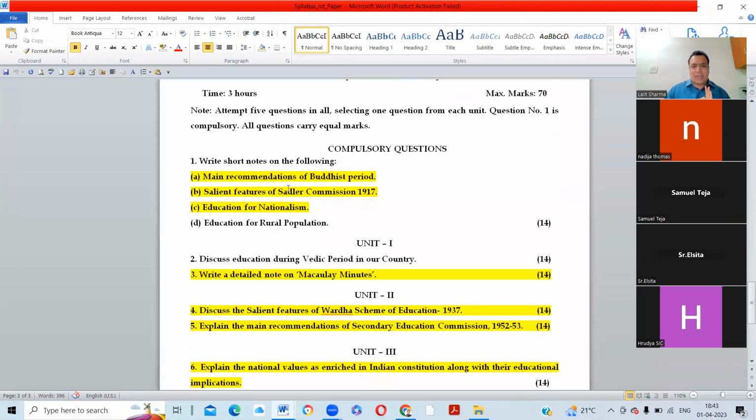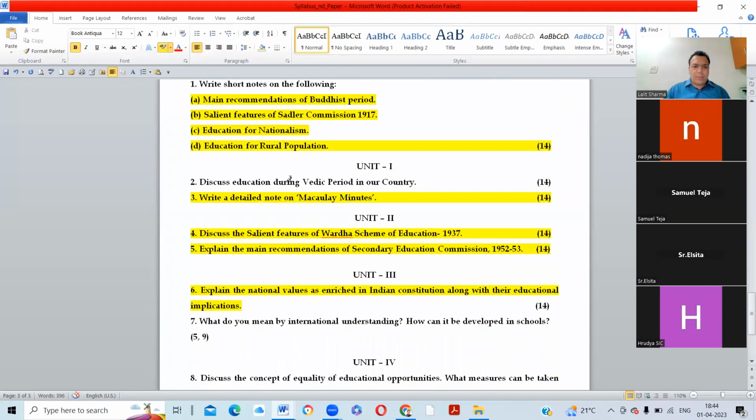So 4 questions have come, right? First is main recommendations of Buddhist period, then salient features of Sadler Commission, then education for nationalism, and education for rural populations, right, guys? So these 4 questions came in the last year. So first we talk about the main recommendations of Buddhist period.